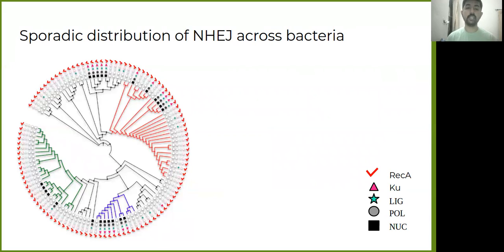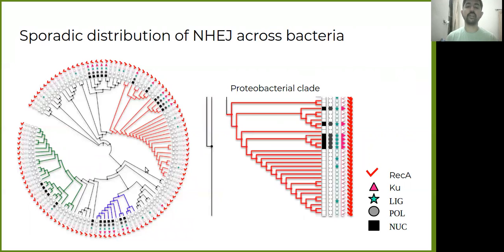What we see is that, as compared to RecA, which is present in all these organisms, there is a patchy distribution of the domains for NHEJ. Just to give you one example, if you focus on this red clade, which is the proteobacterial clade, you can appreciate the sporadicity associated with the four domains involved in NHEJ. Some bacteria have all four domains, whereas other bacteria do not have even a single domain present.